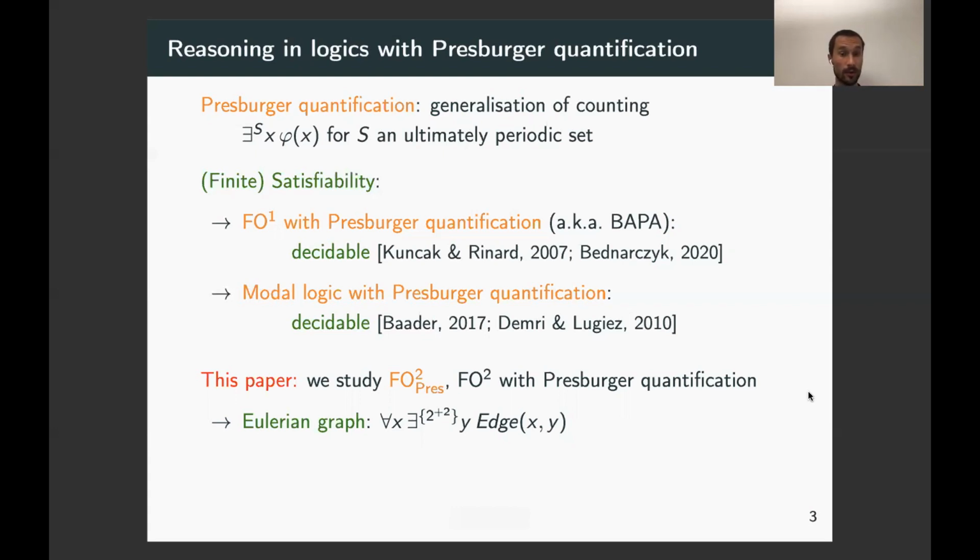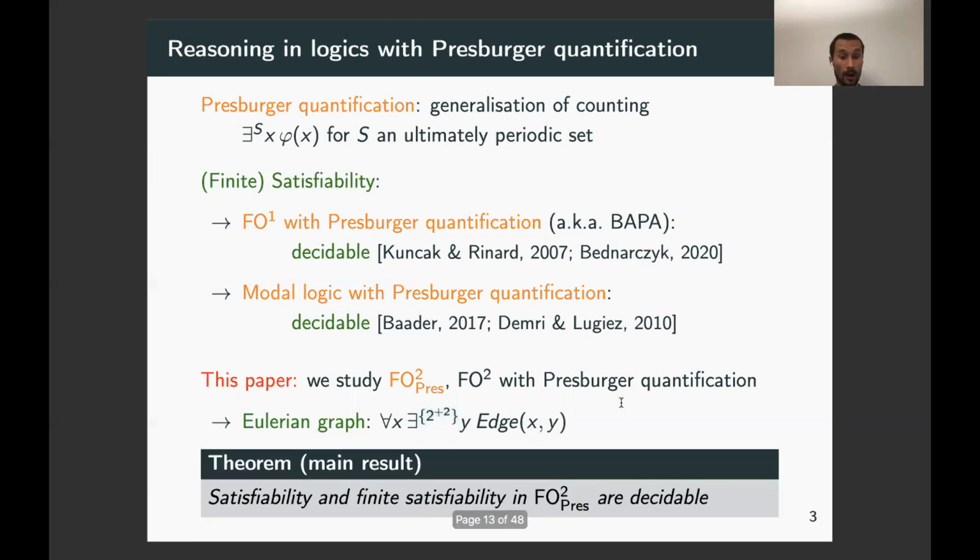In this logic, we can express a Eulerian graph. For all vertices x, there exists an even number of y's, 2 plus 2N is basically all even numbers, such that edge xy holds. And the main result of this paper is that satisfiability and finite satisfiability in this logic are both decidable.